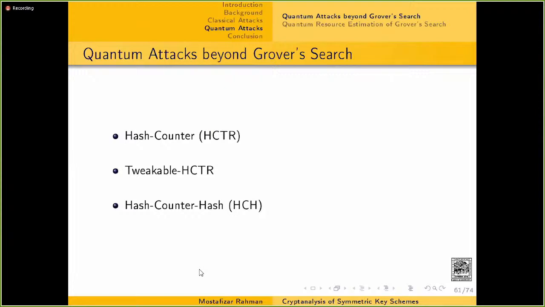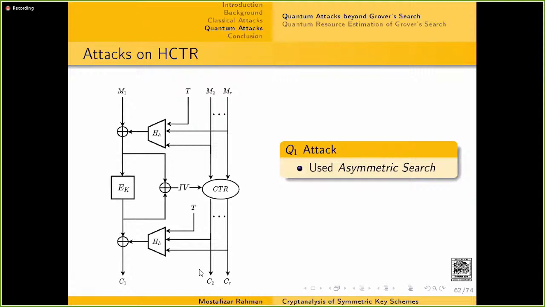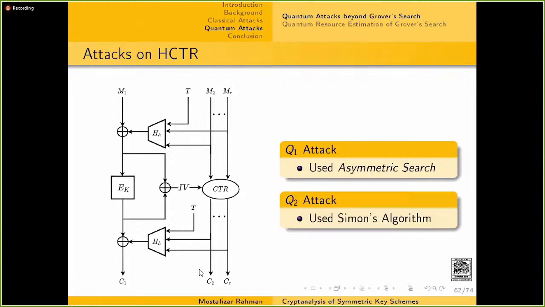So we have mounted attacks here on hash counter, tweakable hash counter, and SCH constructions. For the hash counter, we have used the asymmetric search strategy to mount Q1 attacks, and we have also used Simon's algorithm here to mount the Q2 attack.